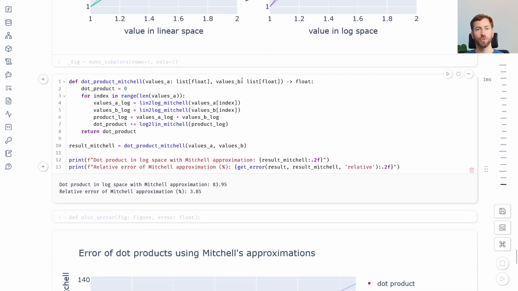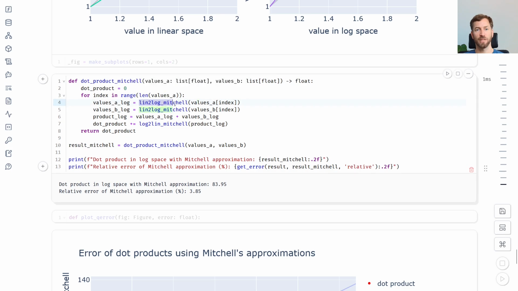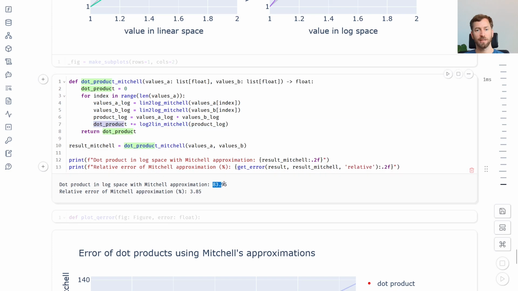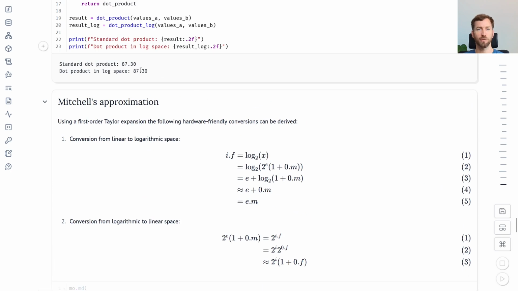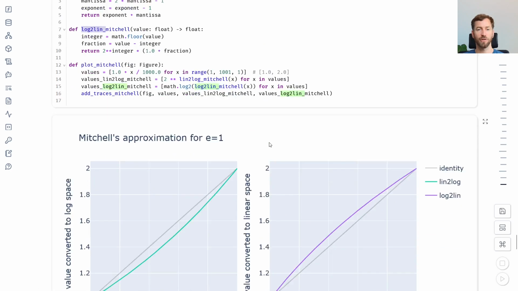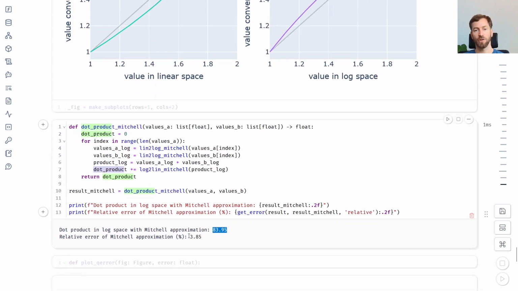So now let's compute the dot product with this Mitchell approximation. So now we go from linear to logarithmic space with these approximations, sum the pair of elements to get a product, and then we go back to linear space to accumulate all these products. So if we look at the result, now we have a result of 83.95. If we compare it to the previous result, 87.30, we have a relative error of 3.85.